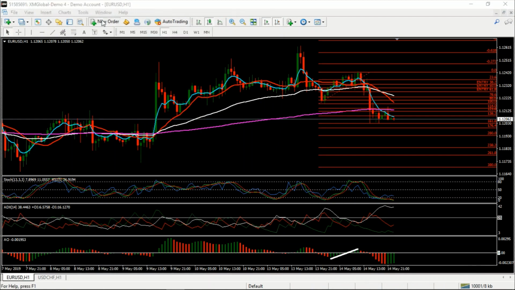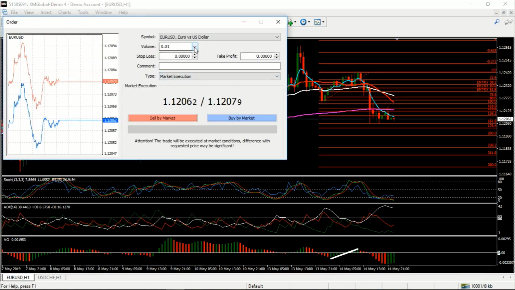So we would then go to new order, and we would then set our specific lot size or position size that we want to trade for this specific trade that we're going to be doing, and we will be setting this position size based on the amount of trades we will be taking and obviously the size of our trading account as well. So in the download section, I will be leaving a guide as to the amount of trades you can take per day with the specific lot size that you can trade per day based on your total account size, right?